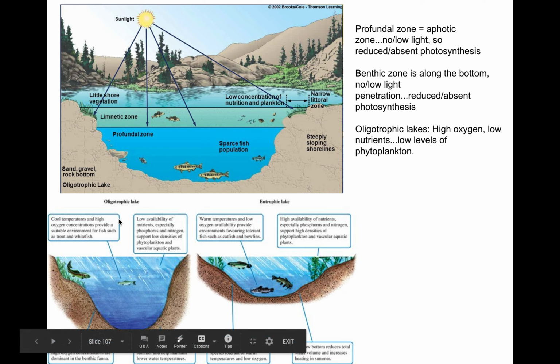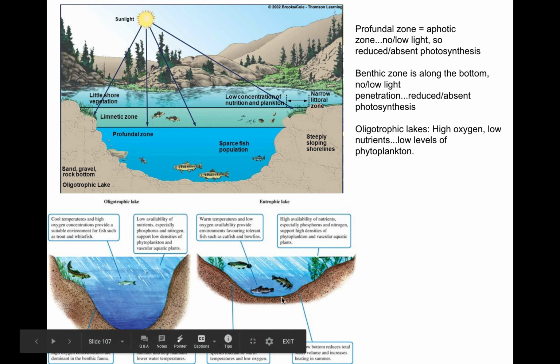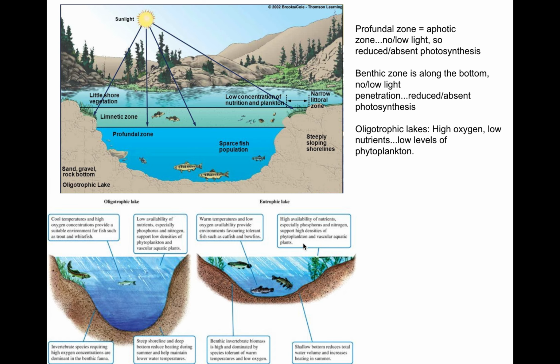All right, so here is oligotrophic versus eutrophic. An oligotrophic lake has cool temperatures, high oxygen, typically low availability of nutrients, especially phosphorus and nitrogen. So basically you have low densities of phytoplankton and vascular aquatic plants. With the eutrophic lakes, you have warm temperatures, low oxygen availability, high availability of nutrients, especially phosphorus and nitrogen, supporting high densities of phytoplankton and vascular aquatic plants. So eutrophic would be better for phytoplankton than oligotrophic for sure.